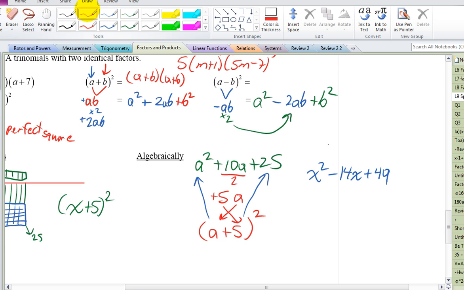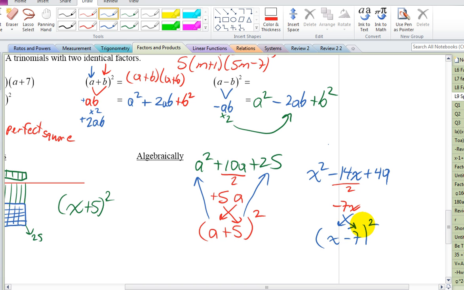Divide by 2. Let's go. No, don't forget your negative sign. So divide this thing by 2. You get negative 7x. Crisscross. So we get x minus 7 all squared.